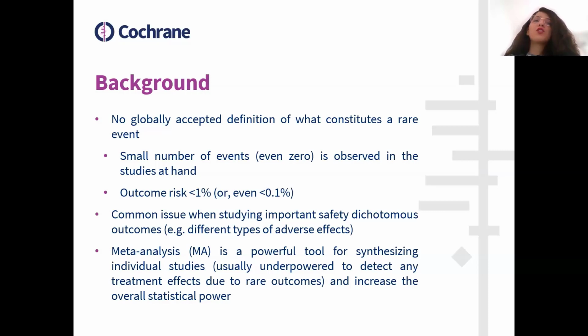It is quite a common issue when we study important safety outcomes to have rare data, for example, if we study different types of adverse effects. And meta-analysis can be a powerful tool for synthesizing studies, which might be underpowered due to rare outcomes. So in this case, we have the ability to increase the overall statistical power.